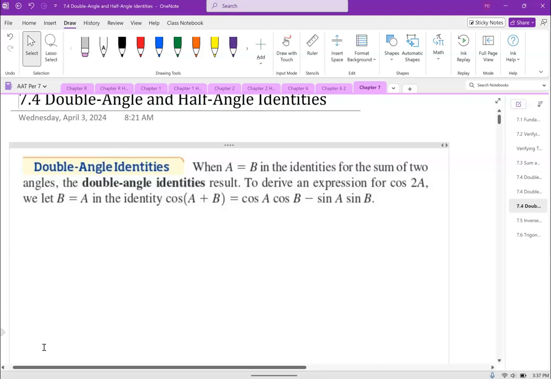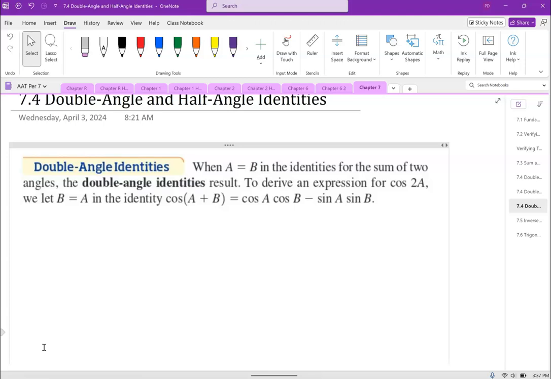When A equals B in the identities for the sum of two angles, you get what are called double angles. If you remember, we did cosine of A plus B, sine of A plus B, tangent of A plus B. Well, what if those were the same? What if A and B were actually equal? Then you would have what are called double angles.